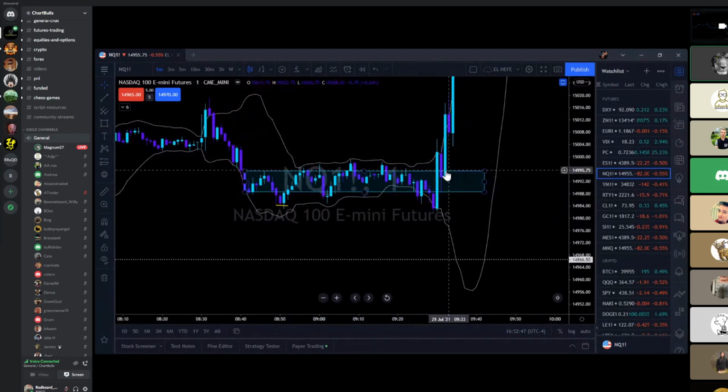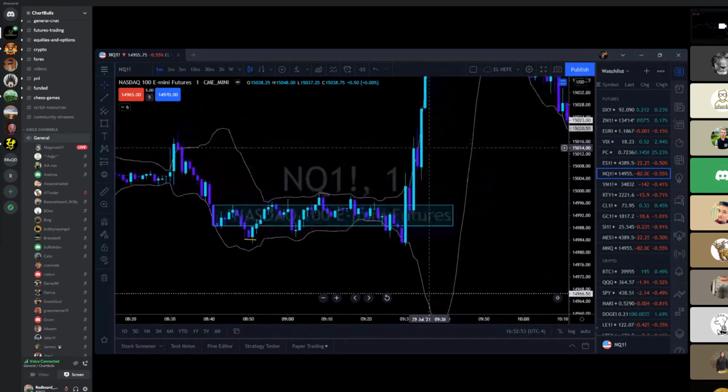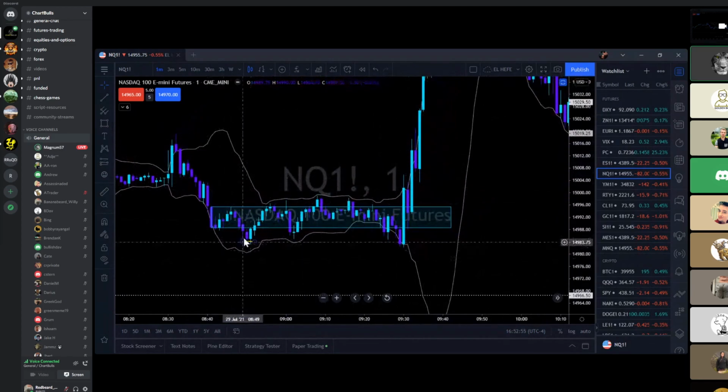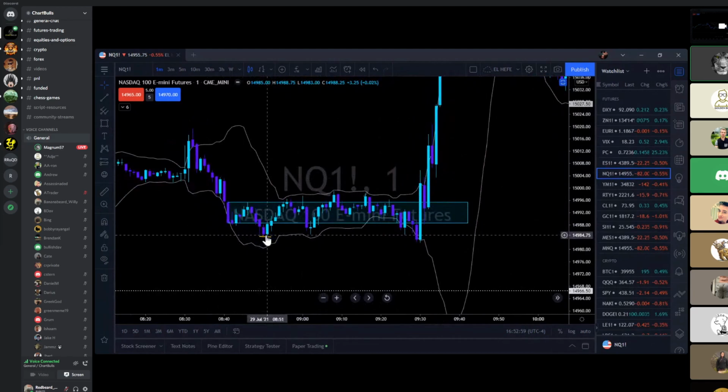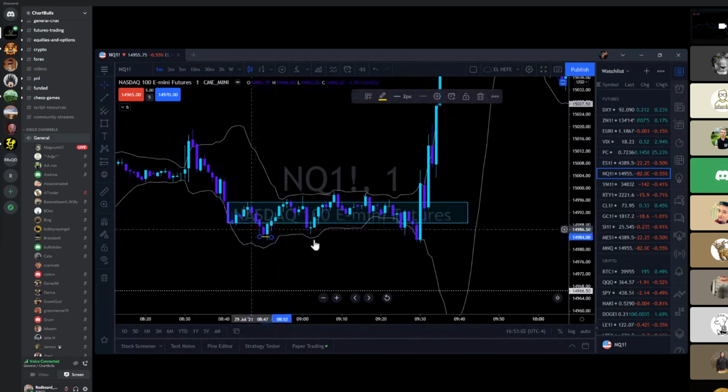Well, you had an opportunity right here. You had a rejection off of that zone on the open. You could have traded the open, all because you've seen this lower high, or this higher low, excuse me. Even though it's a lower low visibly, it's a higher low.